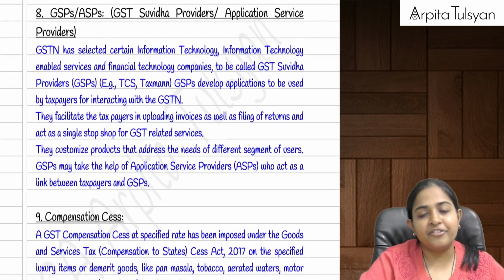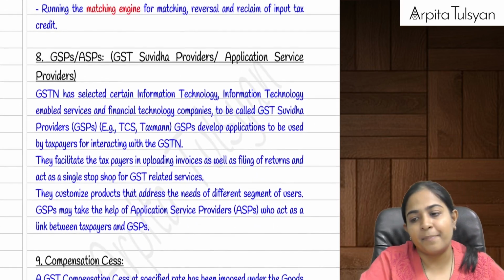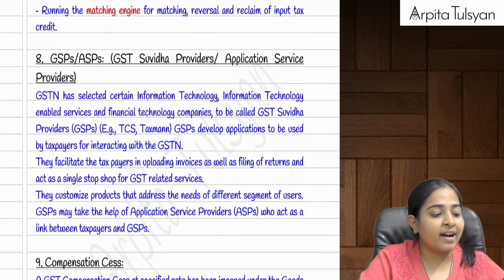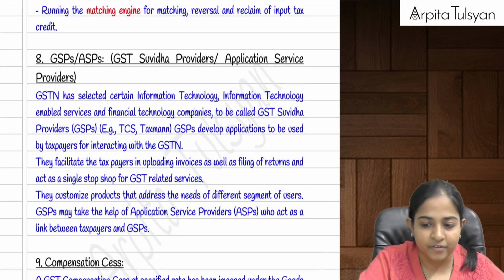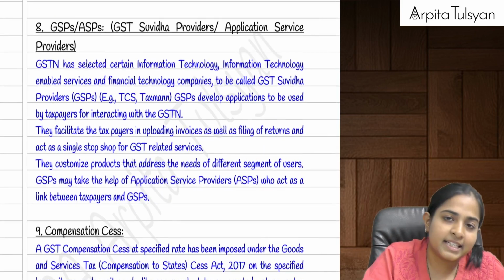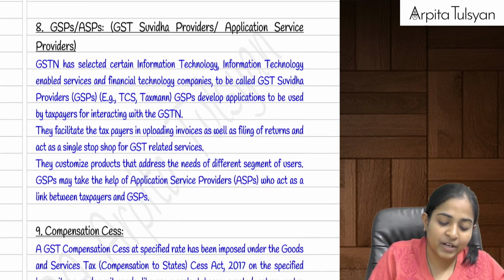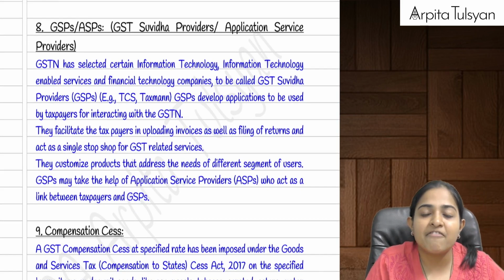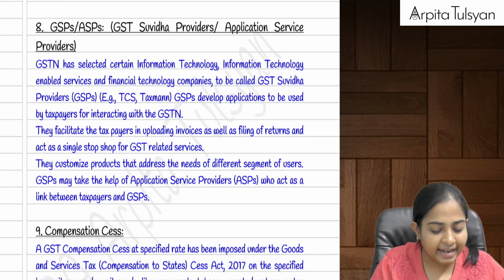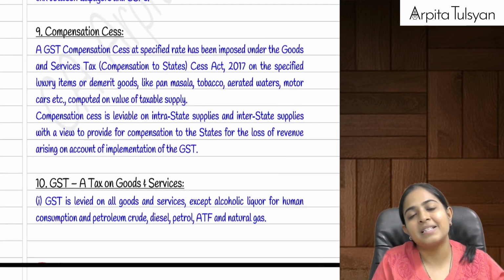Then, to maintain this particular website, we will require some service providers, some Suvidha providers. That is nothing but your GSP. GSP stands for GST Suvidha Providers and ASP stands for Application Service Provider. We have been getting this help from TCS, Infosys, Taxman, etc., who are going to help us in maintaining this particular website.